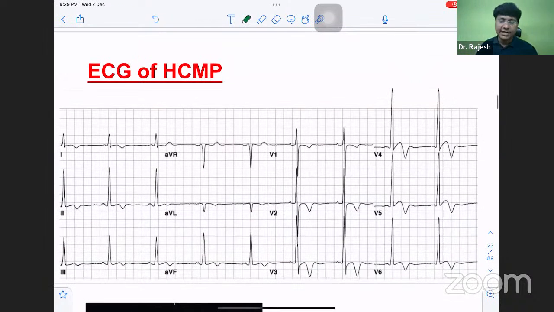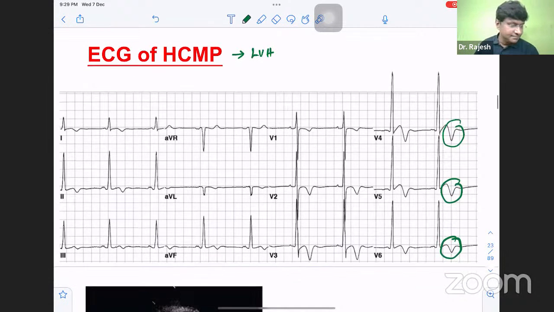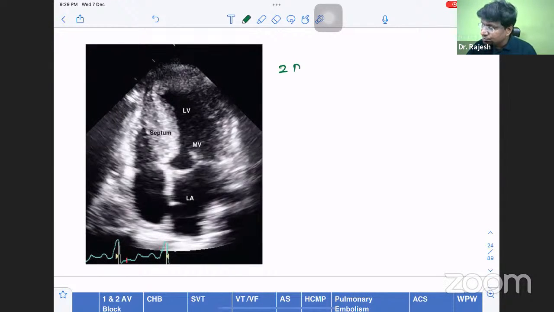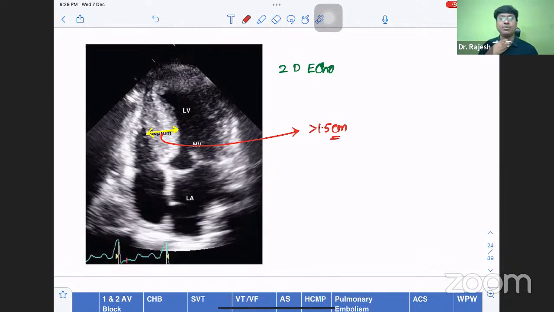So in ECG, what will you have? You will have the features of left ventricular hypertrophy, or you will have the features of left ventricular strain pattern, which is nothing but asymmetrical T-wave inversion. That is nothing but strain pattern. Okay. And next, the first line investigation will be the 2D echo. In the 2D echo, you can observe the septal thickness. The septal thickness should be more than 1.5 centimeters to call it hypertrophic obstructive cardiomyopathy.